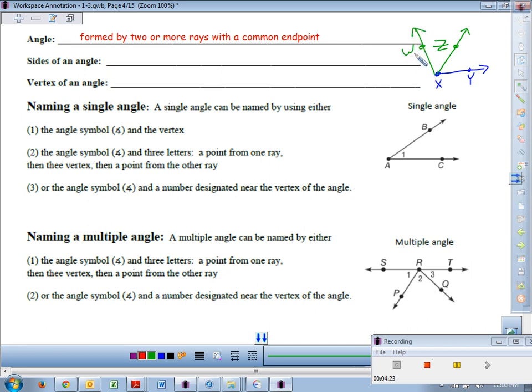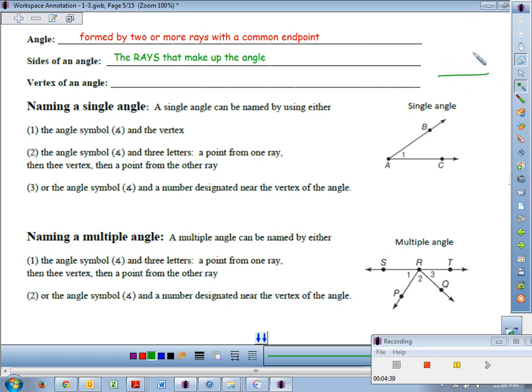What if I put a W right there? Now there's a bunch of angles in there, but don't they all have a common endpoint? Are we cool with that? The sides of an angle, let's just go back to a nice simple picture. The sides of this angle, real simple. The sides are the rays that make up the angle.